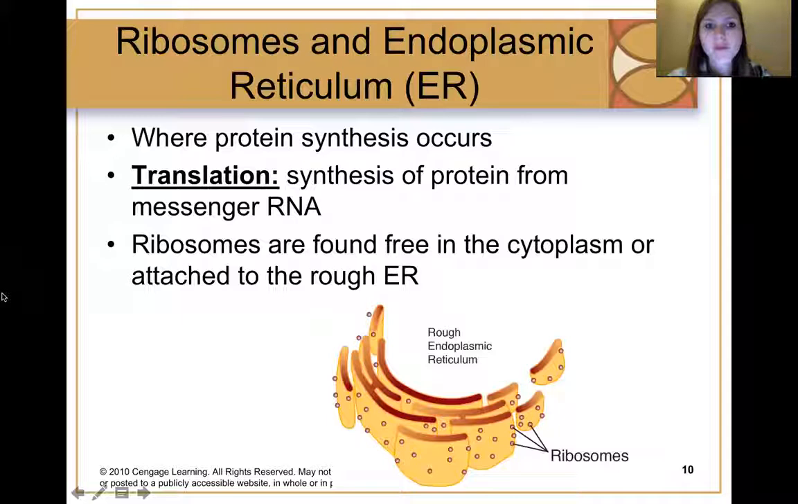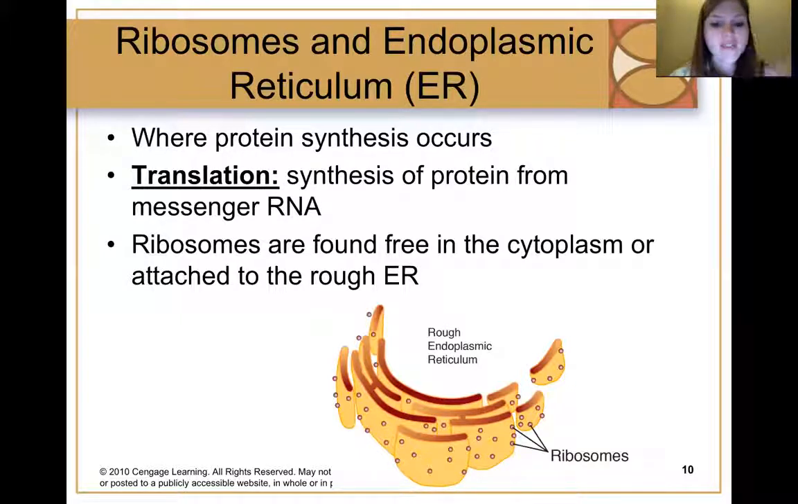So then we have the ribosomes and the endoplasmic reticulum, or the ER. So I'm going to call it the ER for probably the rest of this lecture and most of the class. So if I'm saying ER, that's what I mean, not emergency room. So the endoplasmic reticulum is actually where protein synthesis occurs.